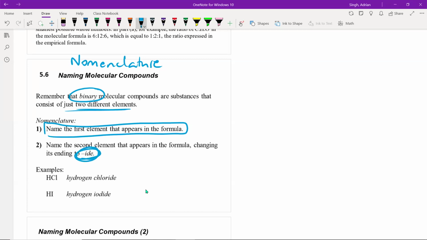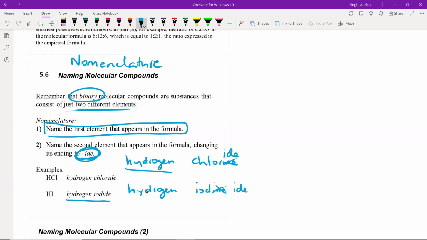Okay. So for example, very simple case now, we have HCl. So HCl is made up of hydrogen, and then we have chlorine. What we're saying is the first element, we're going to keep it as it is. Second element, change the ending to IDE. So this is hydrogen chloride. Similarly, we have hydrogen. Then we have iodine. I in there, we're going to change the ending, replace it with IDE. So it becomes hydrogen iodide.